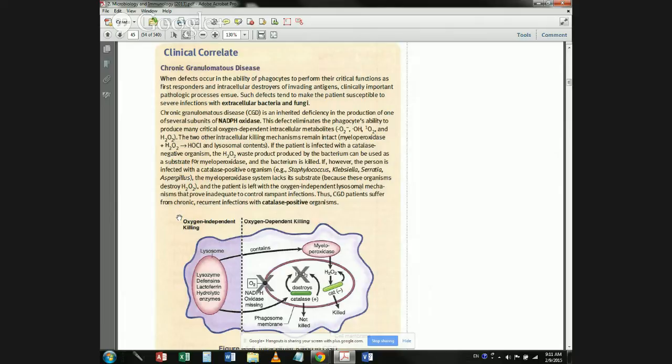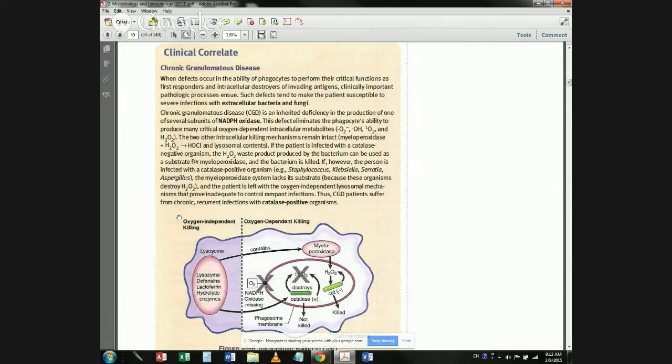the H2O2 waste product produced by the bacterium can be used as a substrate for myeloperoxidase. And the bacterium is killed. If, however, the person is infected with a catalase positive organism, such as Staphylococcus, Klebsiella, Serratia, Aspergillus, the myeloperoxidase system lacks its substrate because these organisms tend to destroy hydrogen peroxide, and the patient is left with the oxygen-independent lysosomal mechanisms that prove inadequate to control rampant infections.